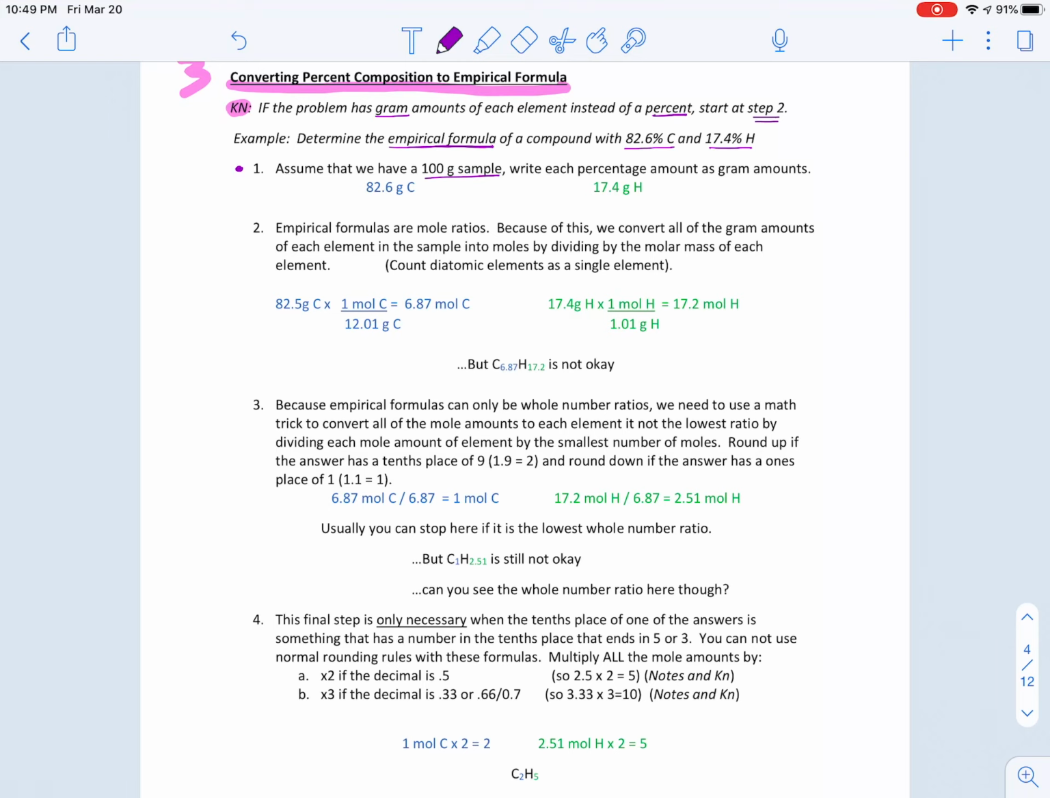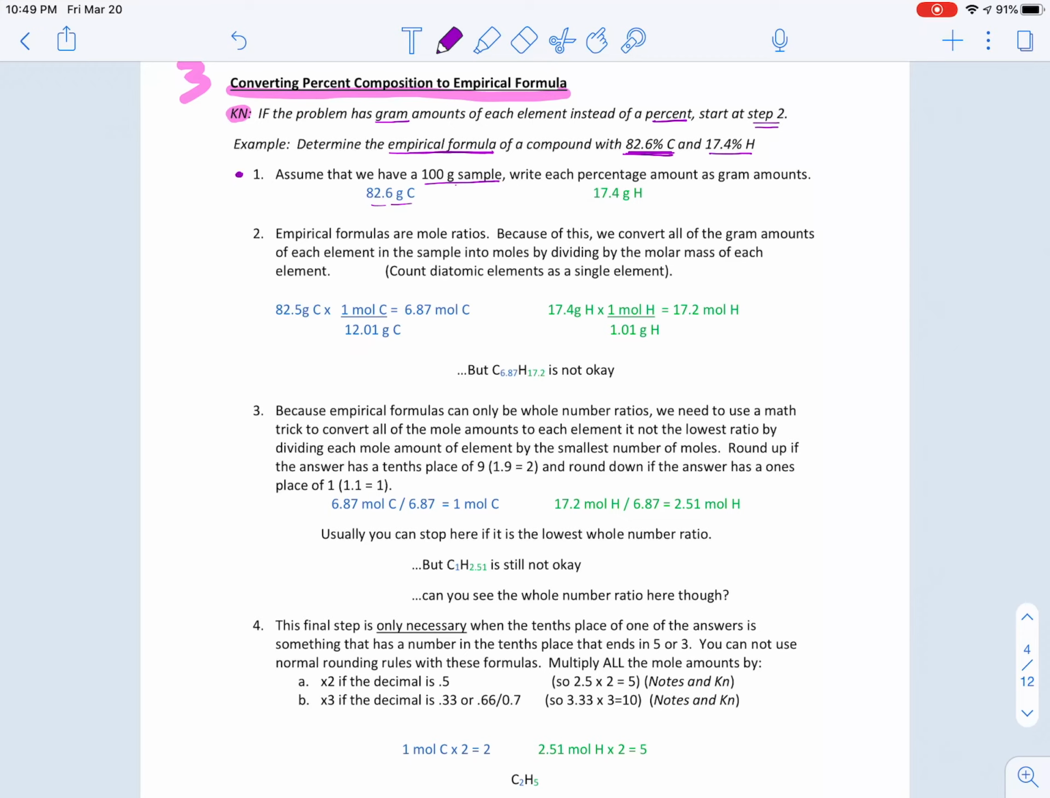So here's the first step. This is a whole little chemistry assume thing. I promise it works. Assume you have 100 grams of sample. So if you have 100 grams, 82.6% would be this number right here, this 82.6 grams. Do you see that? Because it's a 100-gram sample, we're assuming, it automatically makes our percentage into a gram amount. You can put it in a calculator too if you don't believe me. Do 82.6 divided by 100, times this 100 number, and you're going to get the 82.6.